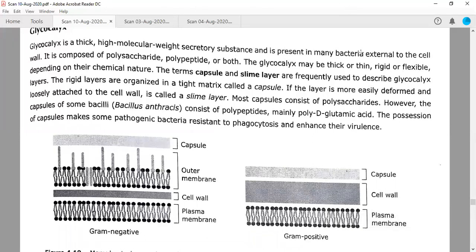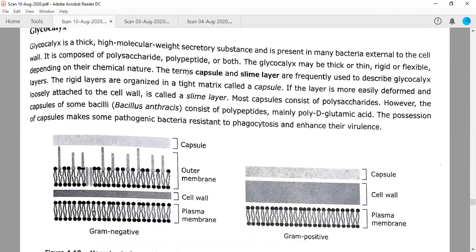It is present in many bacteria external to the cell wall. It is composed of polysaccharide, polypeptide, or in some cases both proteins and sugars. The glycocalyx may be thick or thin, rigid or flexible, depending upon its chemical nature. So the substance being secreted may be polysaccharide, proteins or polypeptides. Depending upon its chemical nature and texture, it may be rigid, flexible, thick or thin. If it is secreted in more amount, it will be thick. Otherwise, it will be thin. So everything depends upon secretion and the chemical nature.